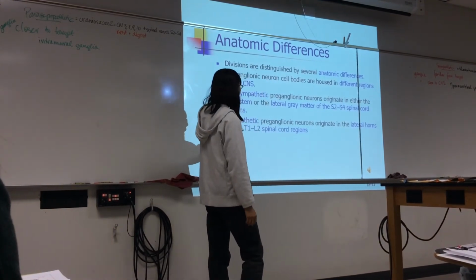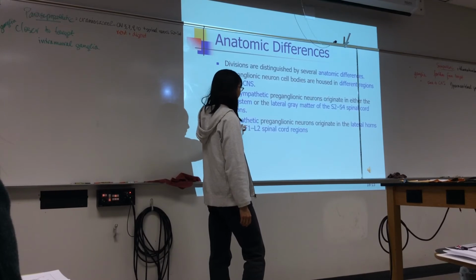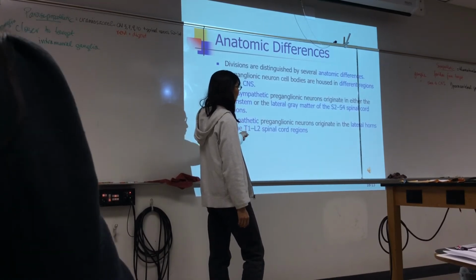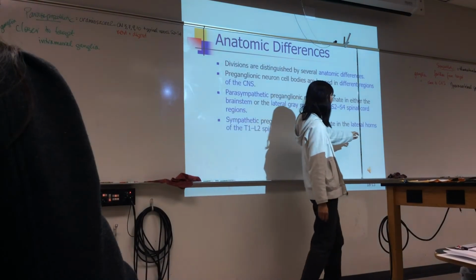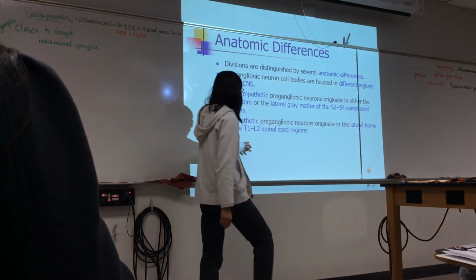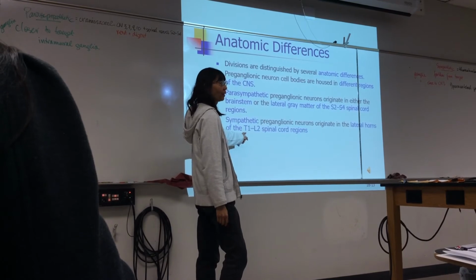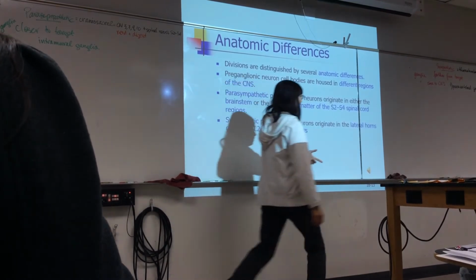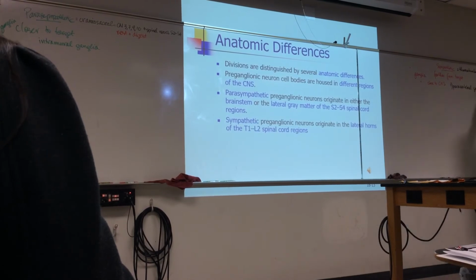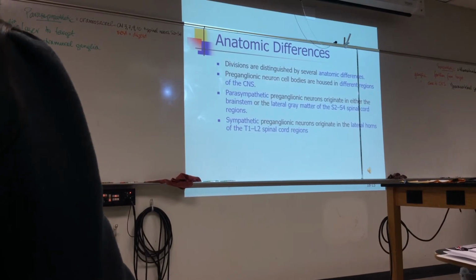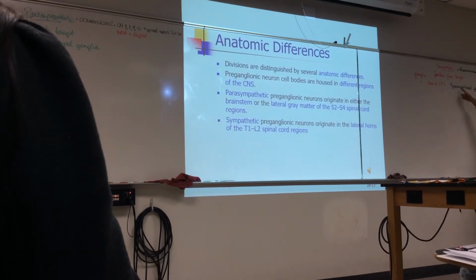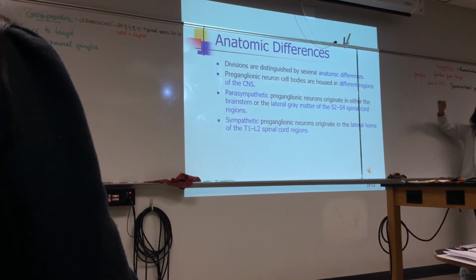Whereas the sympathetic would involve neurons where the cell body is in the lateral gray horn. At what level? T1 to L2, right? What we just said. The lateral gray horn there is going to have your pre-ganglionic neuron cell body. Where's the post-ganglionic cell body? At the ganglion. Right? At the ganglion. Okay?